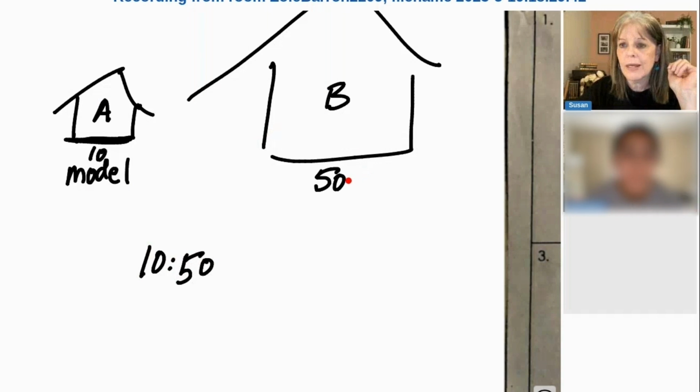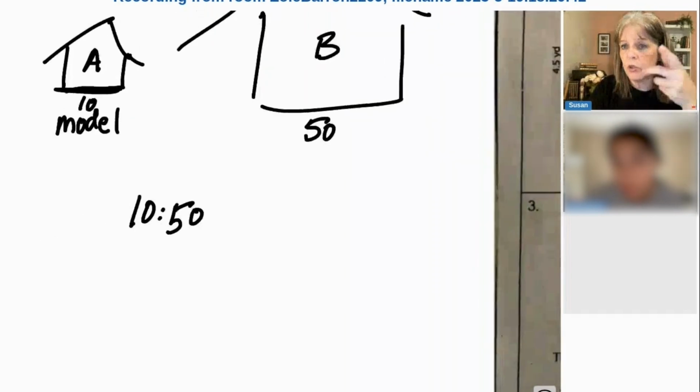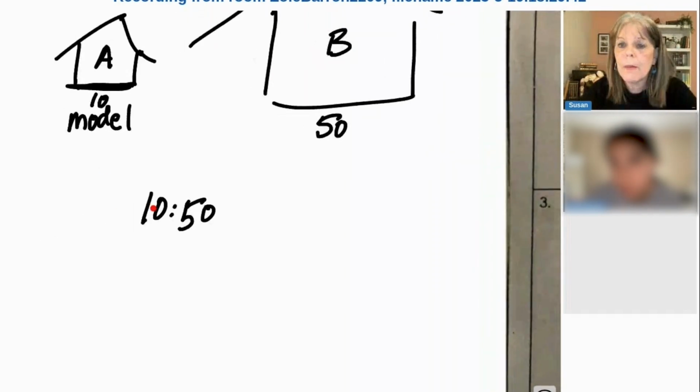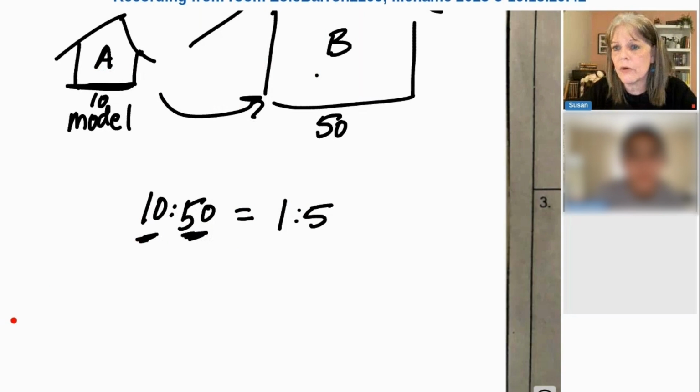Now, usually, like over here, they're doing it as a ratio. You could also do it as a fraction. But now, if you simplified this, well, you can divide both of these by 10, right? So your simplified version then would be 1 to 5, meaning this house is 5 times as big as this. That's a scale factor, comparing one to the other. And they do it in the form of a ratio.